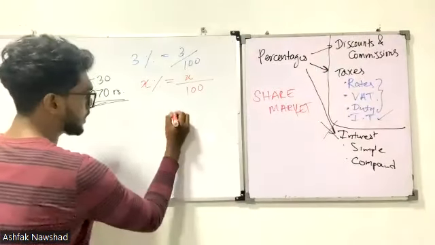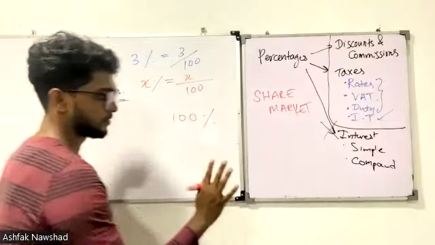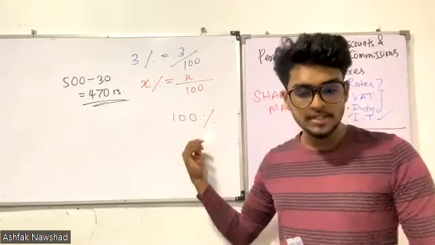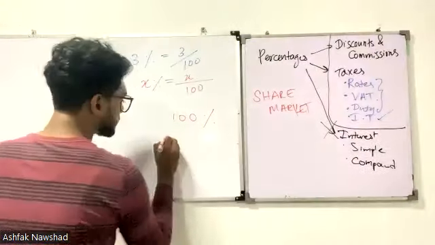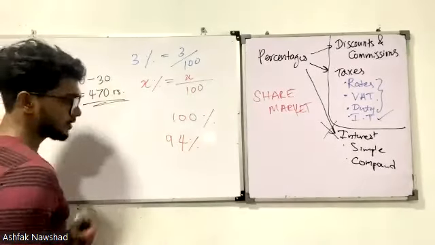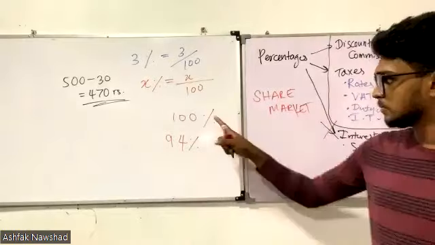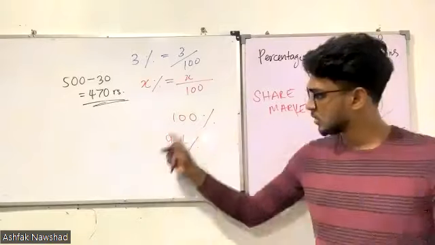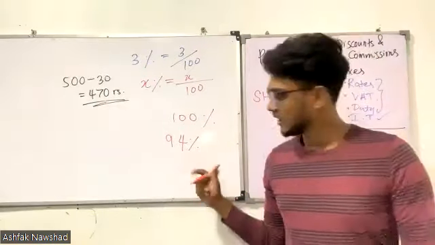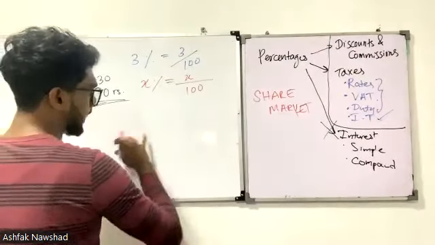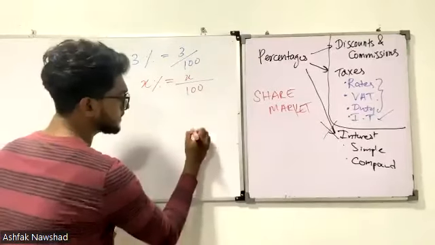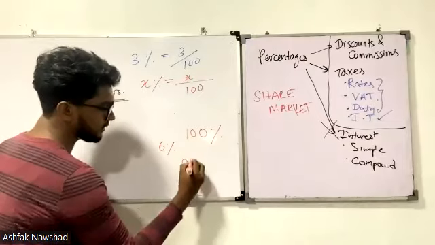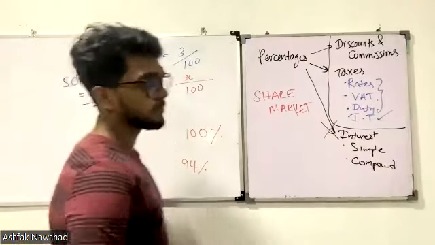See, the original price is always 100% of the book, right? So if I take 500 rupees, that's 100% of the book, and I'm reducing 6%. So now the book is 94% of the original price. Is this clear? If the book's price was 100%, I reduced 6%. 6% was the discount. Like anything, a book, land, anything, the original price is always 100%. So 100 minus 6 is 94. Now the book is 94% of its original price.